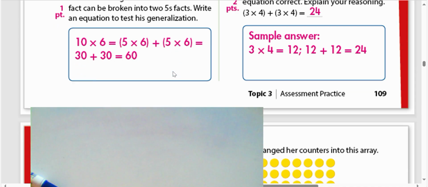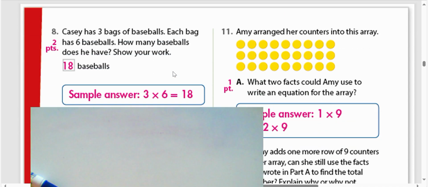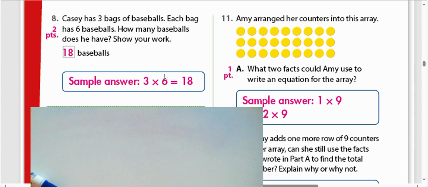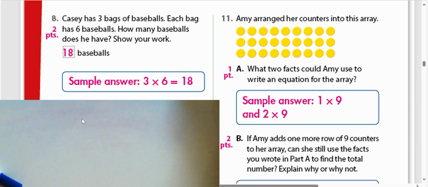Next question. Jesse has 3 bags of baseballs. Each bag has 6 baseballs. How many baseballs does he have? Show your work. The simple answer here, 3 times 6 equal 18. We can product between two numbers, 3 times 6.